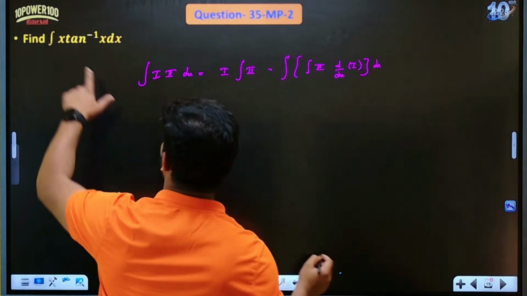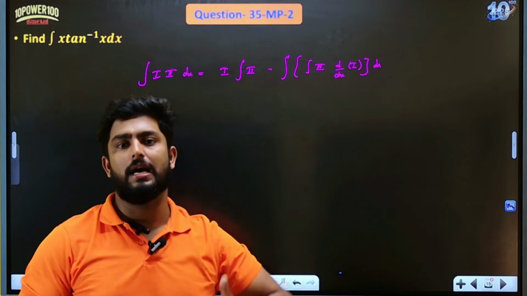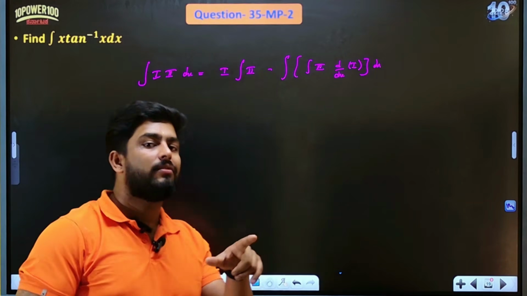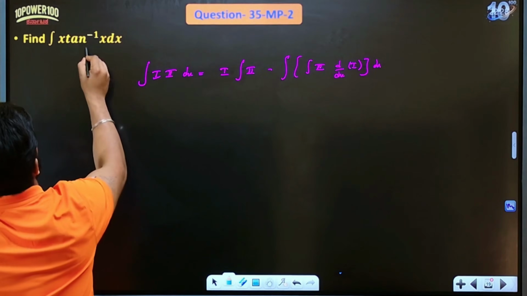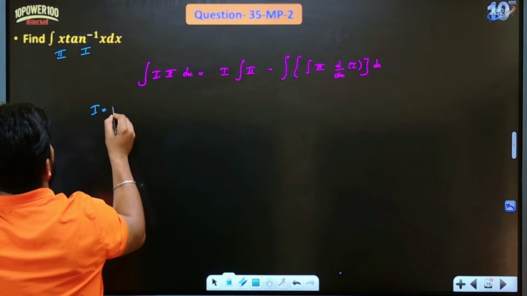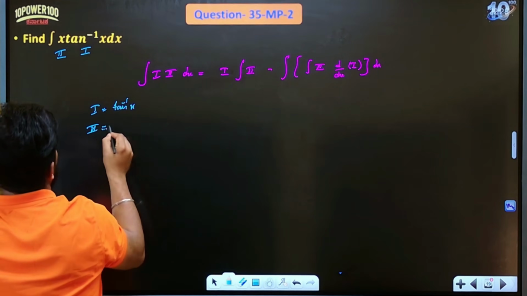So look here, x tan inverse x. Tan inverse x is an inverse trigonometric function and x is an algebraic function. So inverse trigonometry and algebra. So tan inverse x is the first function, correct? So this is the first function and this is the second function, right? First function is equal to tan inverse x and second function is equal to x.